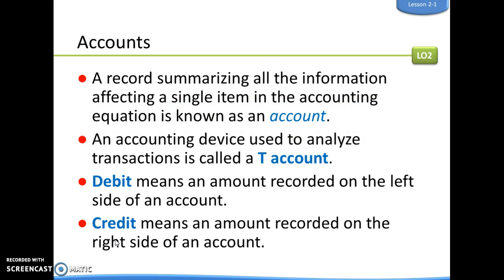Okay, we're going to get into breaking down our accounting equation into accounts. So a record summarizing all the information affecting a single item in the accounting equation is known as an account. And an accounting device used to analyze transactions is called a T account. And debit means an amount recorded on the left side of an account. Credit means an amount recorded on the right side of an account.